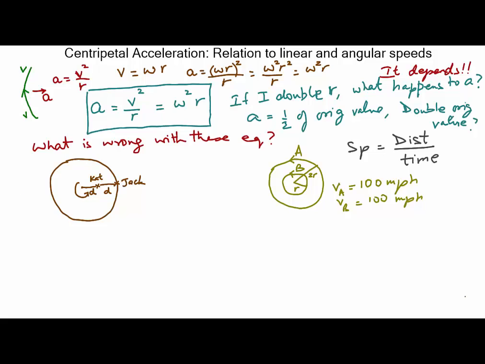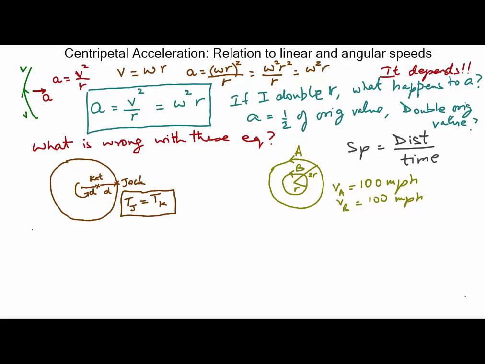So let's take one of these at a time. I'm going to go back to the carousel. The key thing that's happening here at the carousel is that as Kathy completes one full circle, so does Jack. They both cover the same amount of angle in the same amount of time. So they both have the same time period. The period for Jack equals the period for Kathy. That's the critical thing with a carousel.